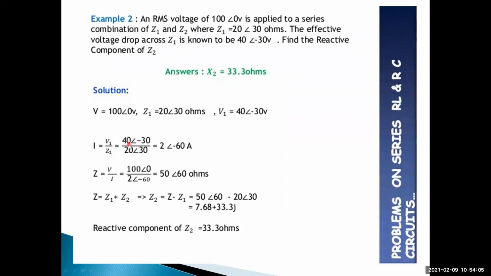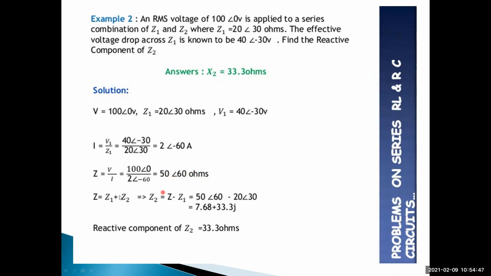V1 is 48 at an angle of minus 30, and Z1 is 20 at an angle of 30. Then 2.4 at an angle of minus 60 is the total current. How do we get the total impedance? The total impedance is the supply voltage, 100 at an angle of 0, divided by 2 at an angle of minus 60 degrees. You will get the total impedance, 50 at an angle of 60 degrees.